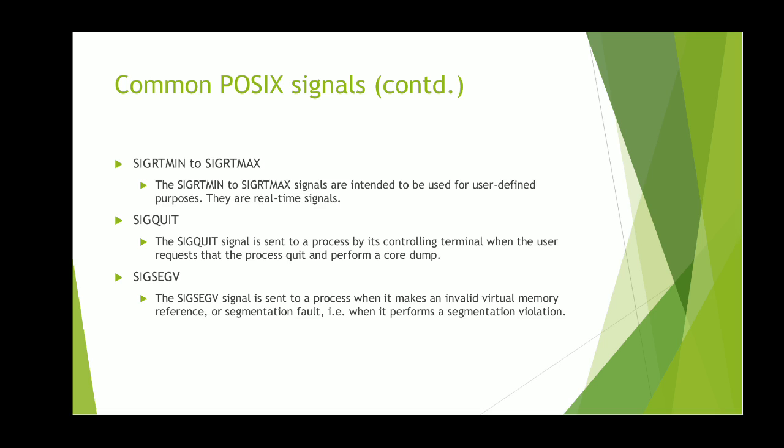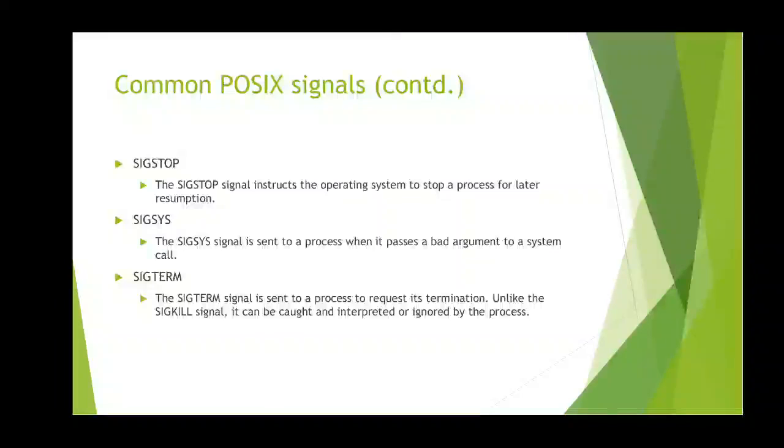And the SIGSEGV signal is received by a process when it is trying to reference an invalid virtual memory. And the SIGSTOP signal will temporarily halt the process. And if the process sends an invalid argument to the system, it will receive a SIGSYS signal.